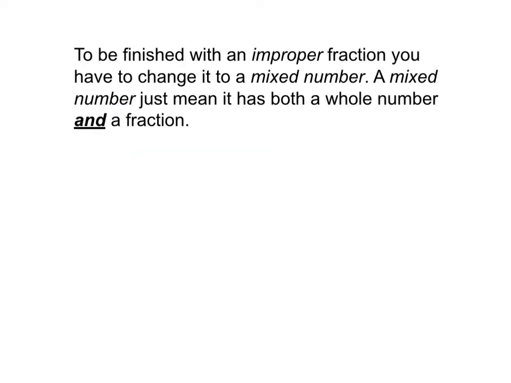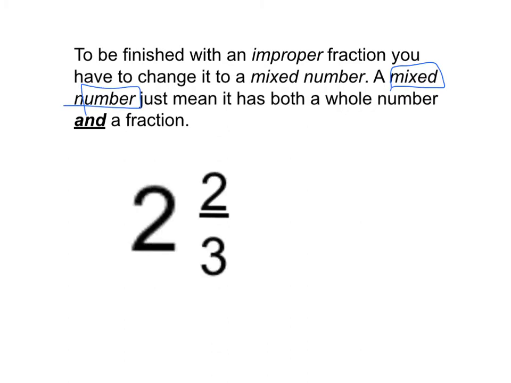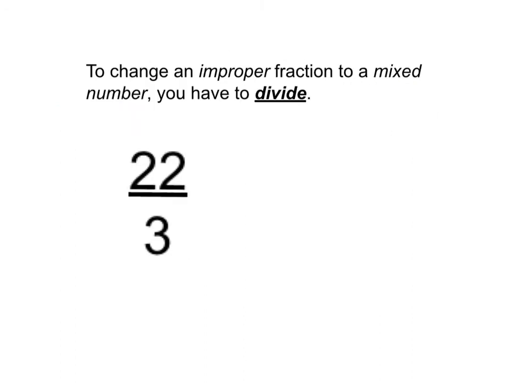To be finished with an improper fraction, you have to change it to a mixed number. A mixed number just means that it has both a whole number and a fraction. Now, to change an improper fraction to a mixed number, you have to divide.